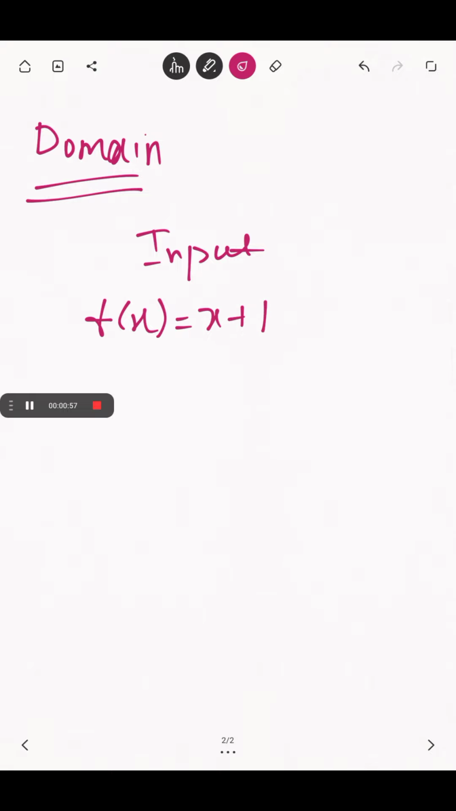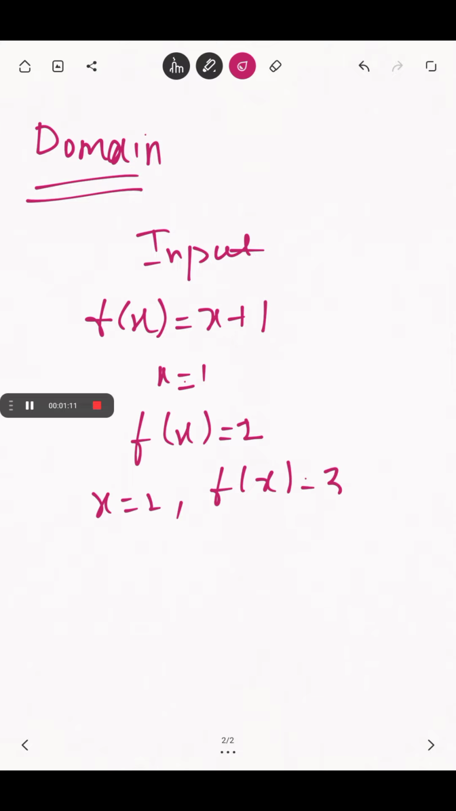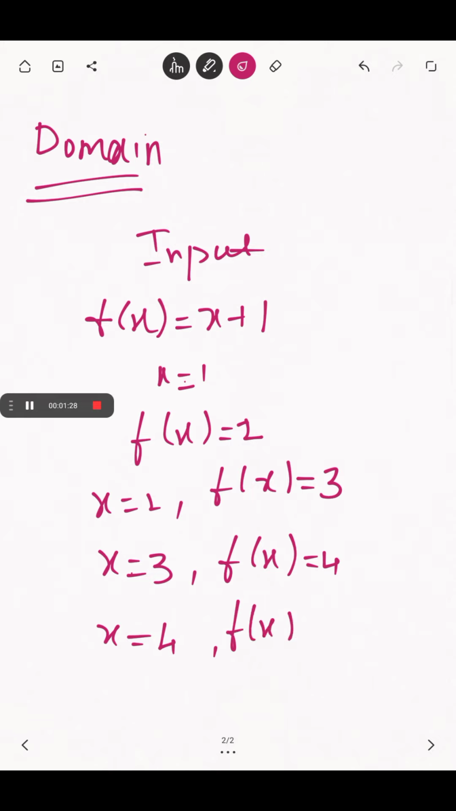When you give an input x equal to 1, you get an output, that means f of x equal to 2. When you give x equal to 2, you get f of x equal to 3. If we give x equals 3, you get an output f of x equals 4, that means 3 plus 1 is equal to 4. If you give x equals 4, you get an output f of x equals 5. This is an output. I am going to draw an arrow diagram of this function.